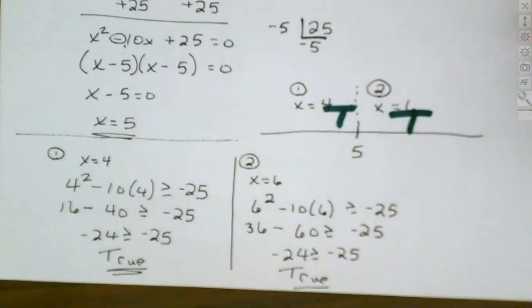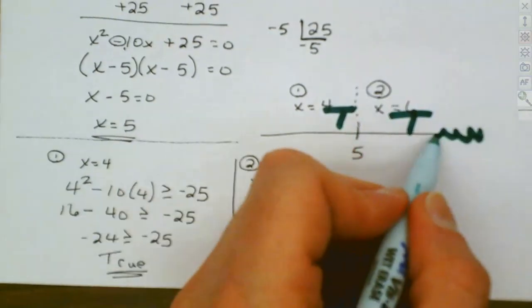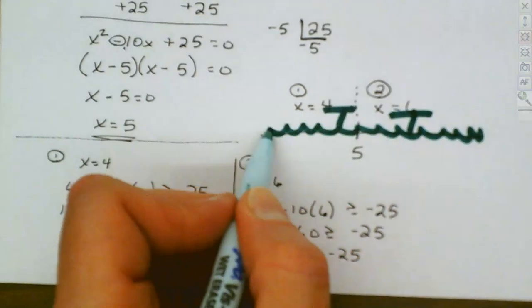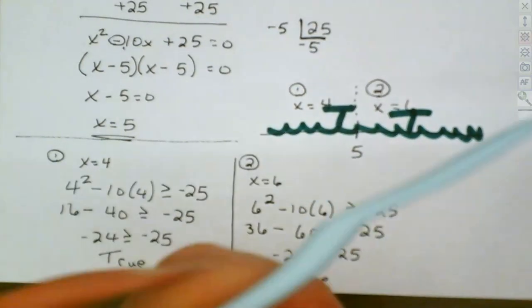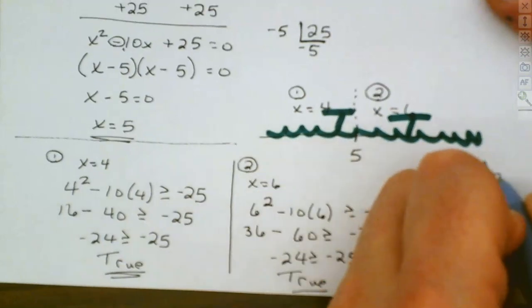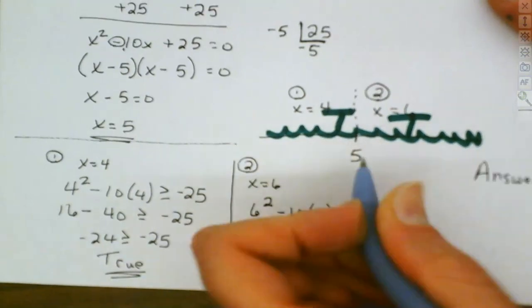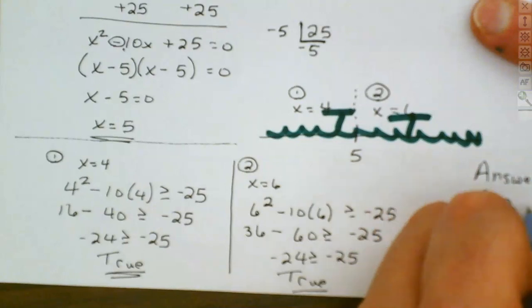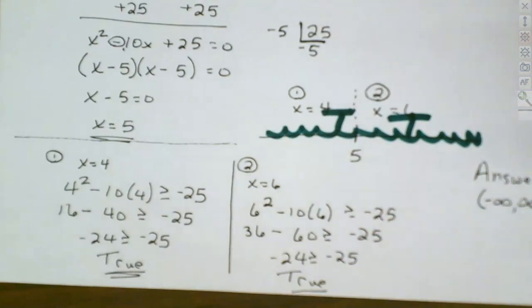Now look at your number line. What do you notice about the number line? When I look at the number line, we want where it's true. Well, if I look at where it's true, what does it cover? It covers the entire line, right? Because all of it's true. So what would your answer be? The answer would be negative to positive infinity.